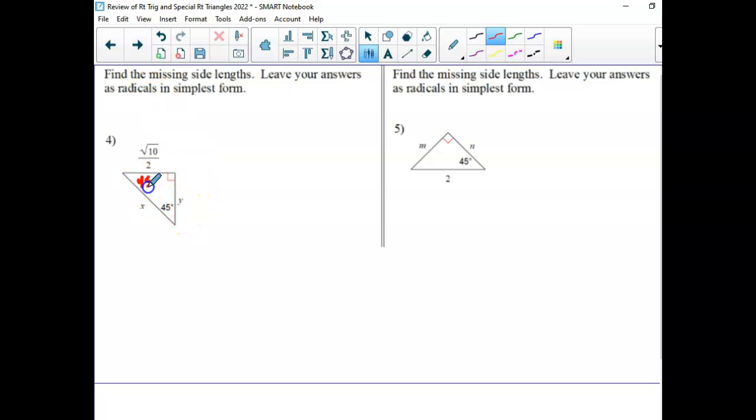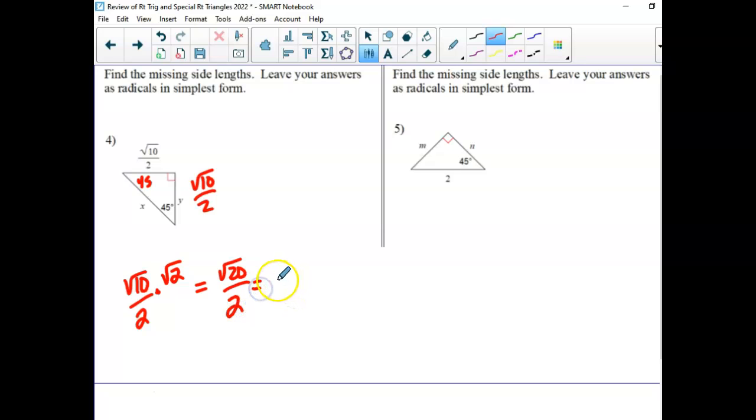Okay, if this is a 45, 45, 90, where's the other leg? Or I should have said, what is this? This is a leg, yes? So the other leg is y, okay? These are both the legs, so they are both square root of 10 over 2. Everybody okay so far? Then it gets a little trickier because this is a hypotenuse, and that hypotenuse should be the length of the leg times the square root of 2. Unfortunately, you can't just leave that. All right, that becomes the square root of 20.